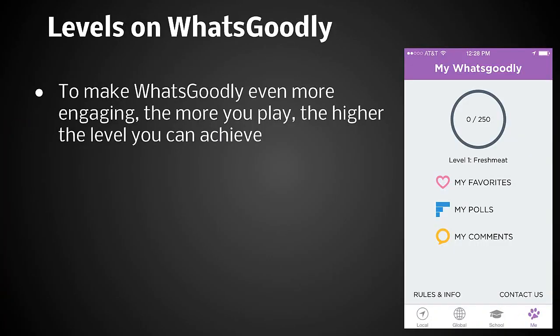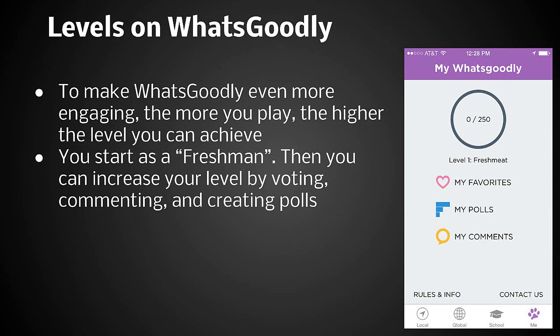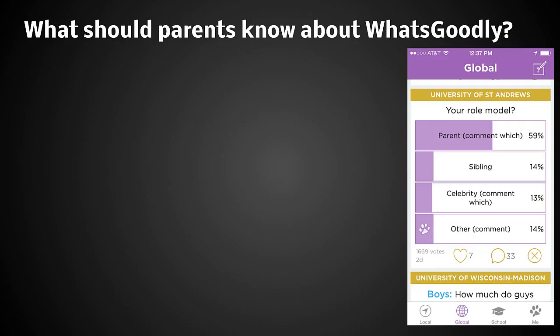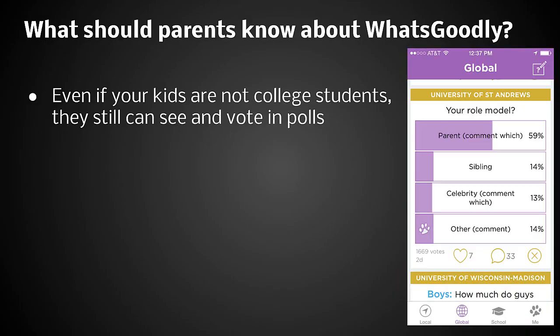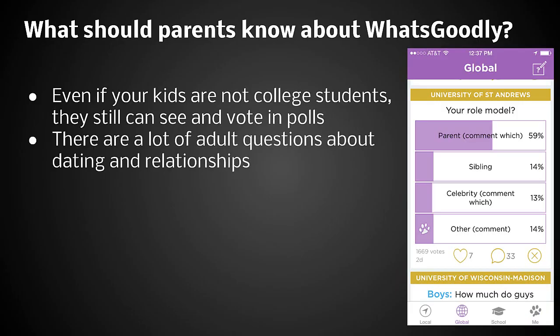To make WhatsGoodly even more engaging, the more you play, the higher the level you can achieve. This is called gamification. You start as a freshman, and then you can increase your level by voting, commenting, and creating polls. What should parents know about WhatsGoodly? Even if your kids are not college students, they can still see and vote in polls on this app. There are a lot of adult questions about dating and relationships.